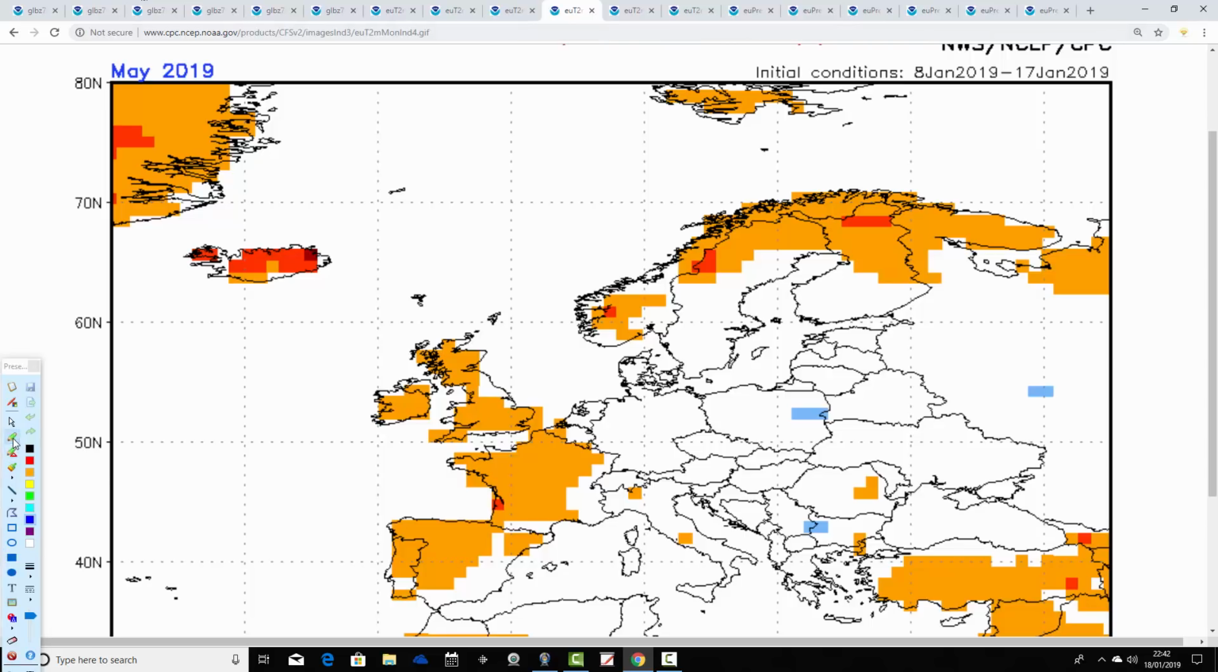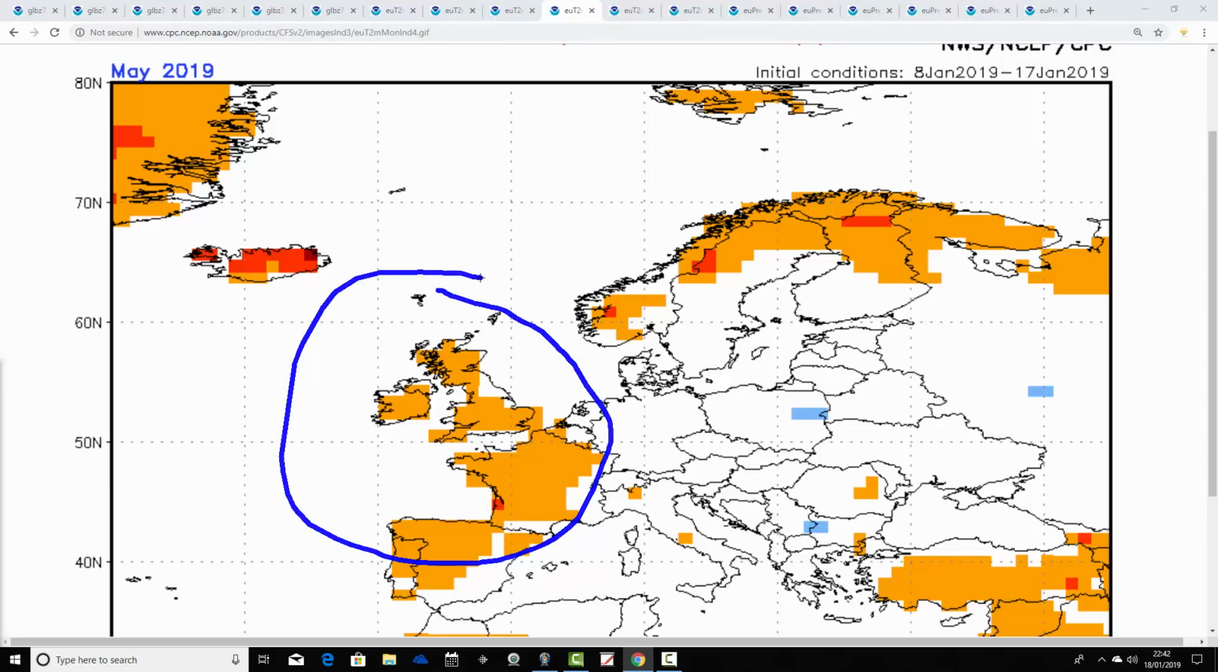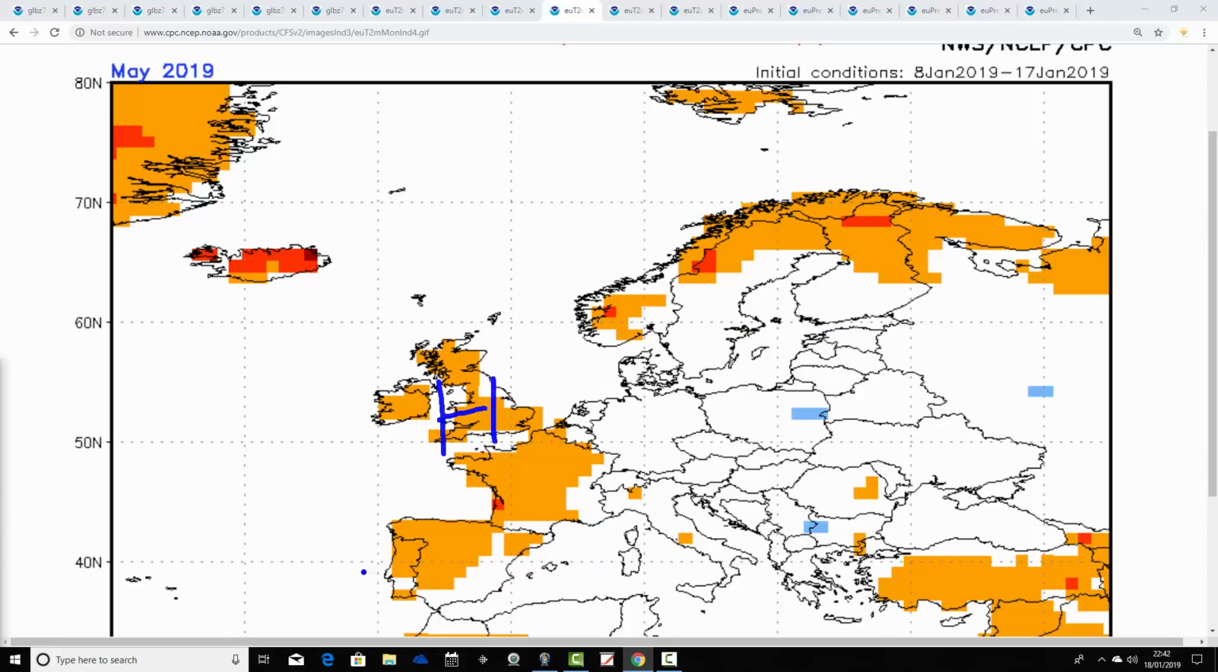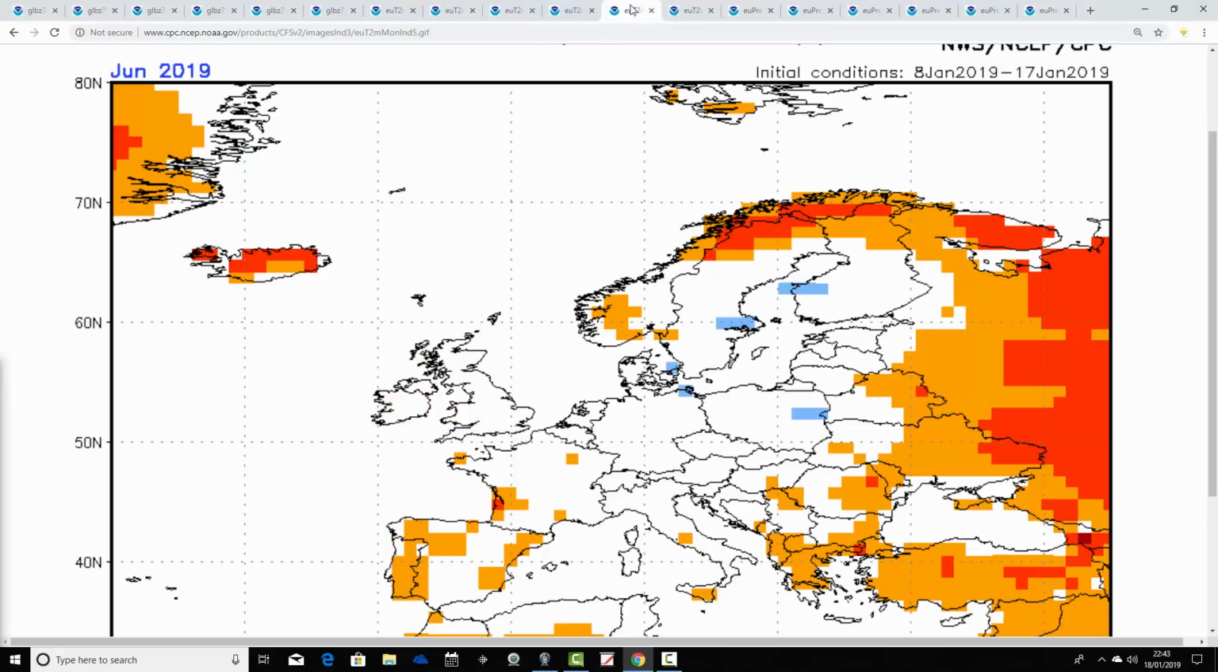May looks milder than average as well, so after those couple of cold months in February and March, we find that May is coming out milder than average for much of the west and the north of Europe, also across Scandinavia. We've got that ridge sitting very close to the UK, of course, in May, and that will be sending the jet stream up to there. So quite a nice spring when it gets going, but it is a little bit delayed possibly in March.